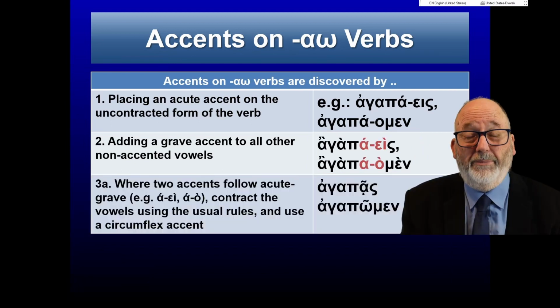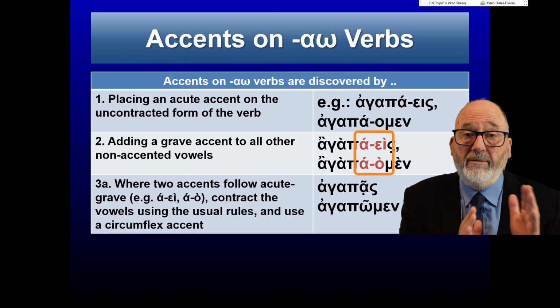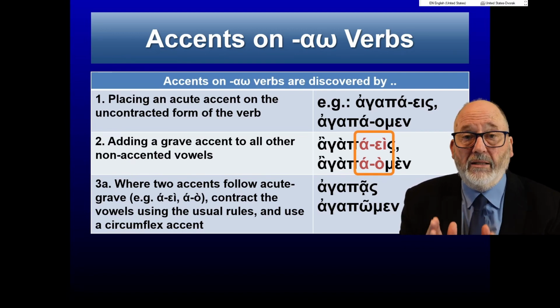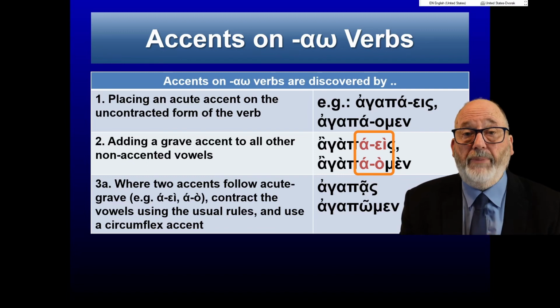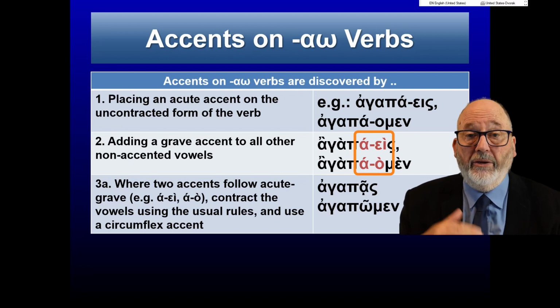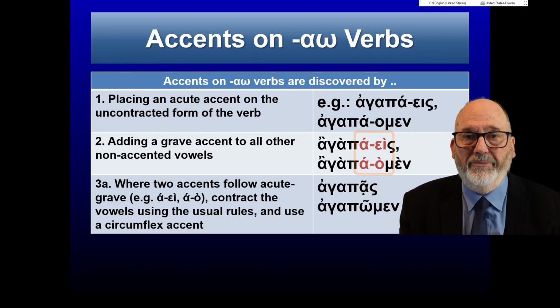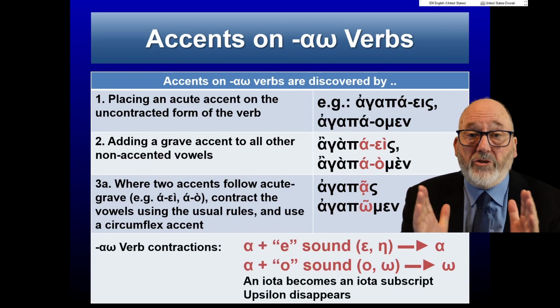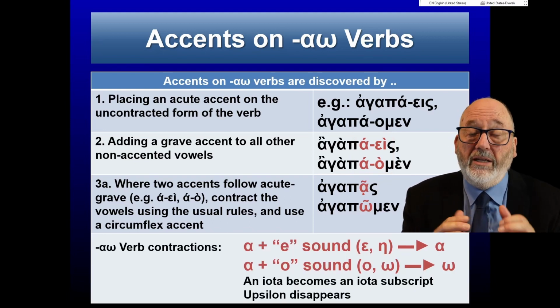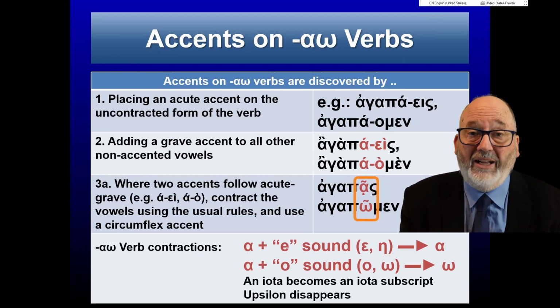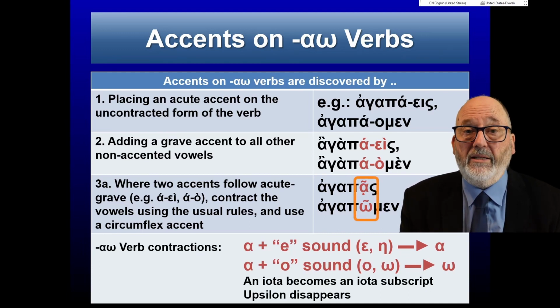And then the 3rd step is we look at the join between the end of the verb stem and the ending, and we look at the pattern of accents that occurs there. If the accent goes acute-grave, it kind of forms a circumflex, and that indeed is the outcome. What we do is we contract the vowels according to the general rules for contraction for αω verbs, and then we place a circumflex on the result.